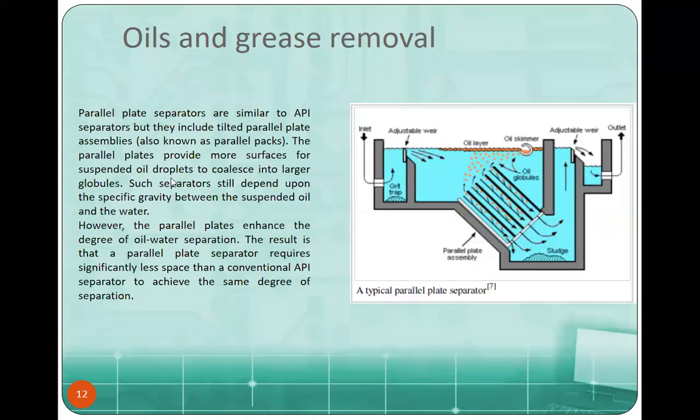So next type is the parallel separators. Parallel plate separators are similar to API separators, but they include tilted parallel plate assemblies, also known as parallel packs. The parallel plate provides more surfaces for suspended oil droplets to coalesce into larger globules. Such a separator still depends upon the specific gravity difference between the suspended oil and the water.